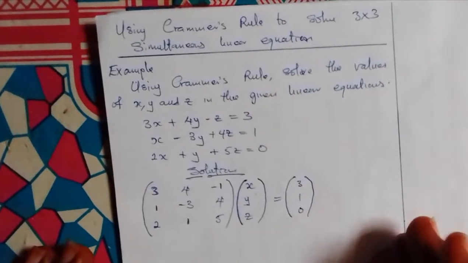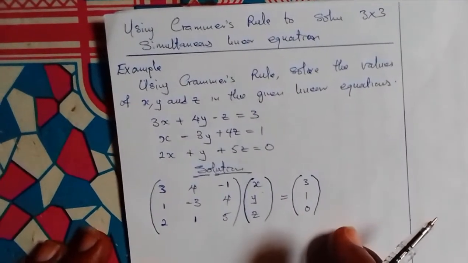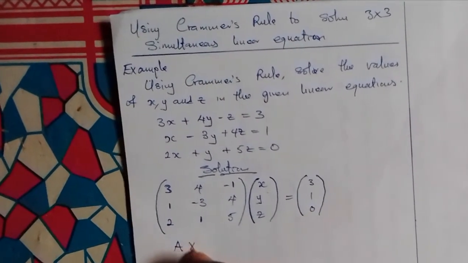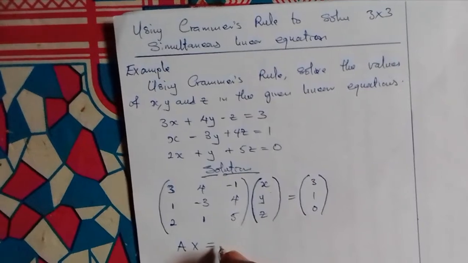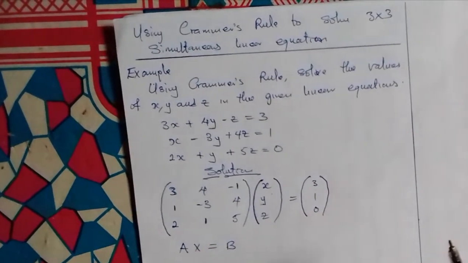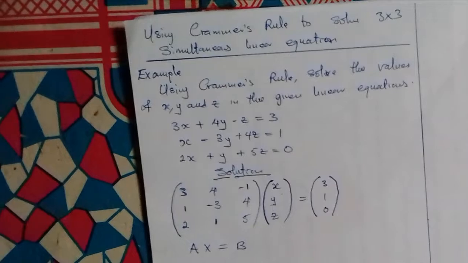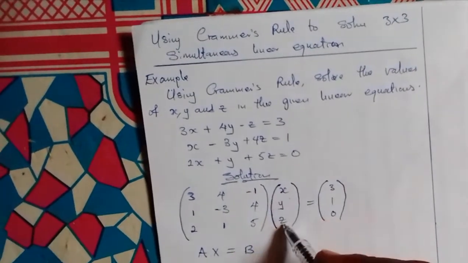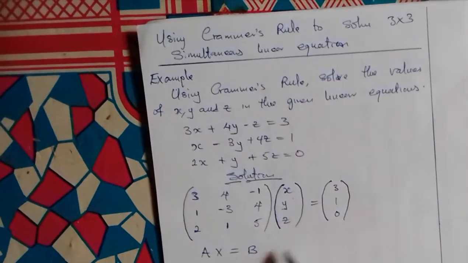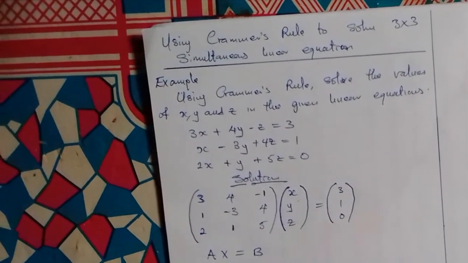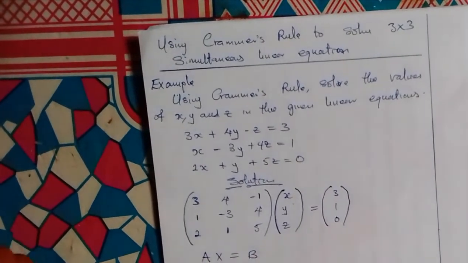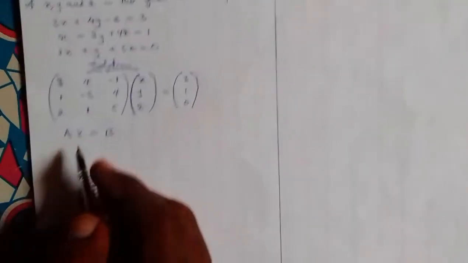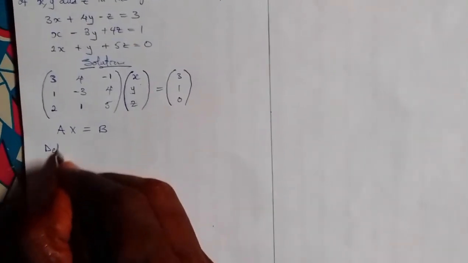So now, this is in the form of a matrix. And in solving this, all we need to do is first pick this value, which is in the form of AX equals B. So our 3x3 matrix here is representing A, and x, y, z is representing X, and 3, 1, 0 is representing B. So the first thing we need to do after transforming it into matrix form is to find the determinant of A.